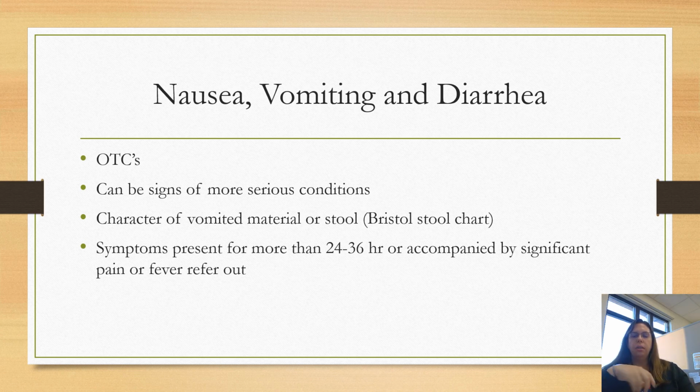The Bristol stool chart, I didn't put it up here, probably should have, is a way to quantify what their stool looks like, because most people struggle to describe it. They're like, oh yeah, it was this or this or this. It's a chart that somebody who needs a hobby created that ranks it from really constipated to really loose diarrhea, and there are pictures, okay? Symptoms that are present for more than 24 to 36 hours, or accompanied by significant pain or fever, you need to refer out. The acute diarrhea, nausea, and vomiting typically lasts about 36 hours.